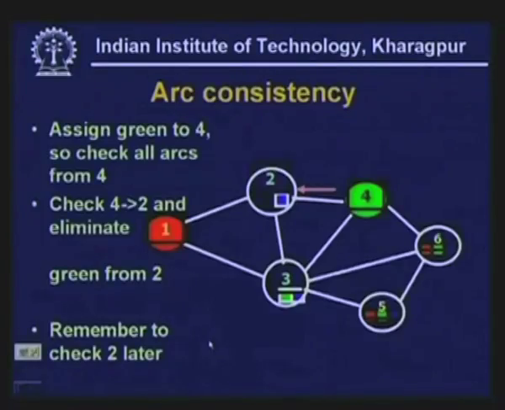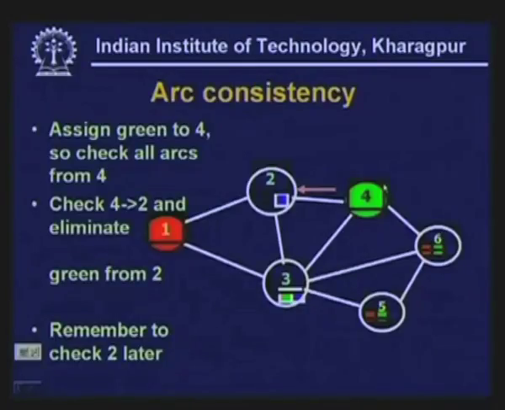There are several constraint propagation algorithms. We will look at AC3 and some algorithms like that. Let us see an example of the same graph that we discussed earlier. We assign green to 4. After we assign green to 4, we check all the arcs from 4: 2, 3 and 6. First we check 2. When we check 4 against 2, we eliminate green from the domain of 2.